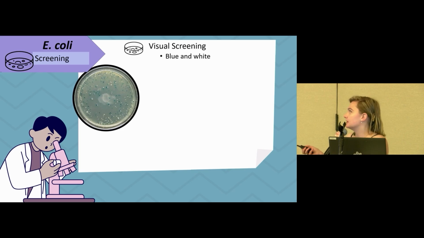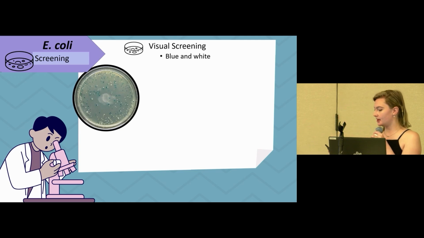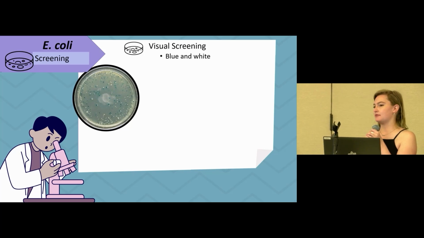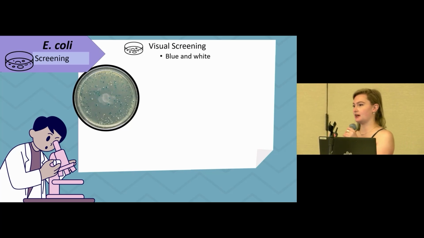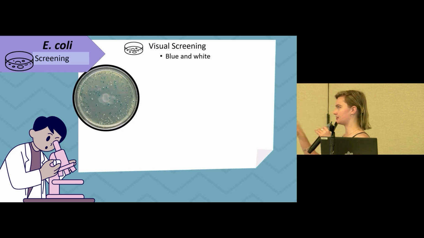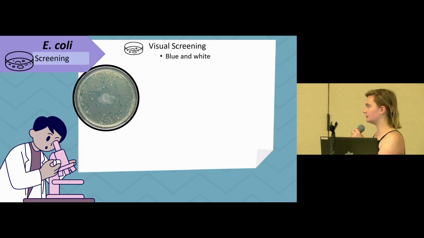So a common example of this is visual screening with blue and white screening. This is a little bit of an old school technique. There's a plate right here, so you essentially can see which of the colonies have been transformed by interrupting a subunit for the blue protein. So essentially your white colonies are your recombinant. This is a little old school.